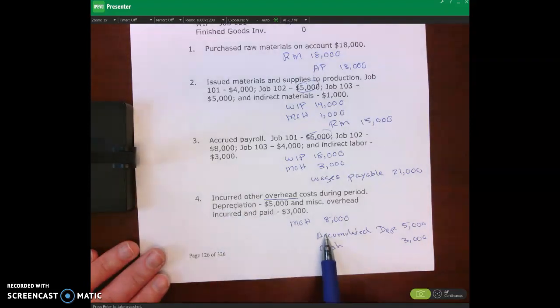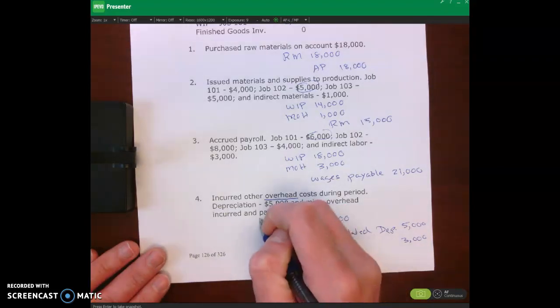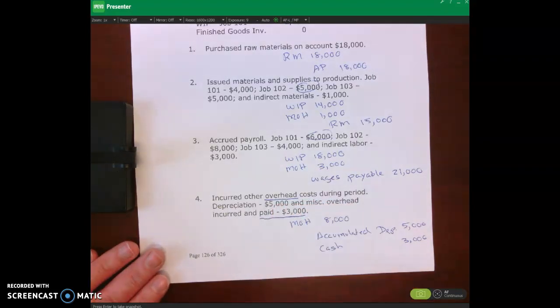Credit to accumulated depreciation. And what probably may have confused you is that term paid. Remember, anytime you see paid, that means credit to cash. So credit to cash right over there.